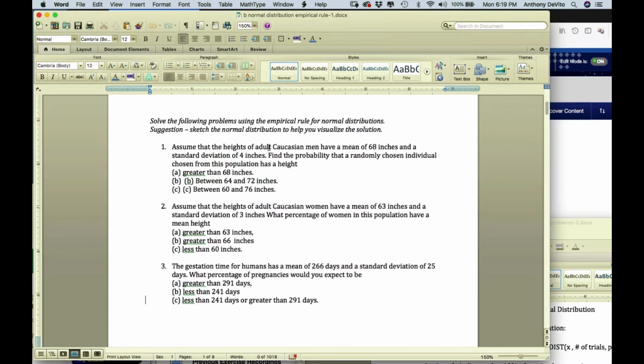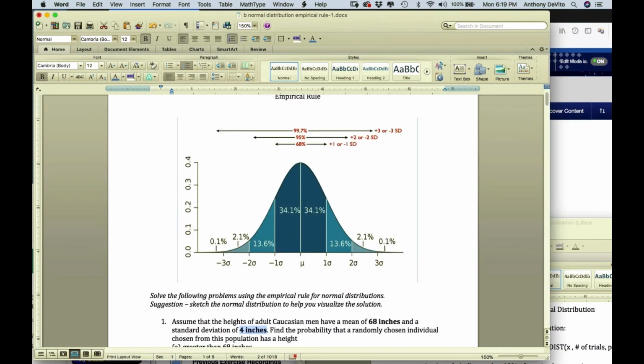Assume that the heights of adult Caucasian men have a mean of 68 inches. Okay, I'll highlight that. And a standard deviation of 4 inches. Find the probability that a randomly chosen individual from that population has a height greater than 68 inches. I'm going to go back up here and take a look at this.